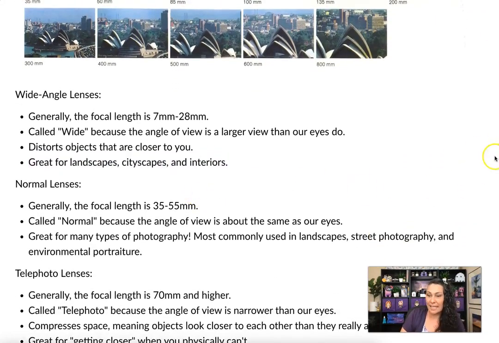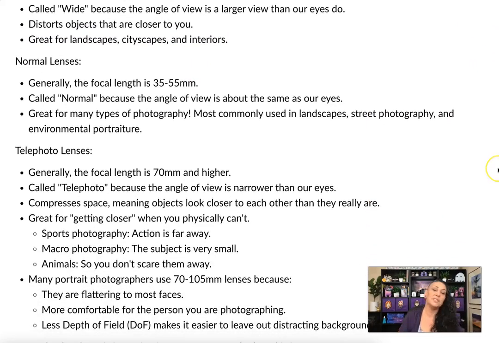All right, so next let's talk about normal lenses. This is generally 35 to 55 millimeters, and it's called normal because that's about your field of vision. If you look straight ahead and move your arms until they're right outside of your view, that would be about what a normal lens is. It's one of the original types of lenses, so it's great for all kinds of photography. We're really used to seeing things this way because it's how we see things, so it has a very comforting, normal type of feel to it.